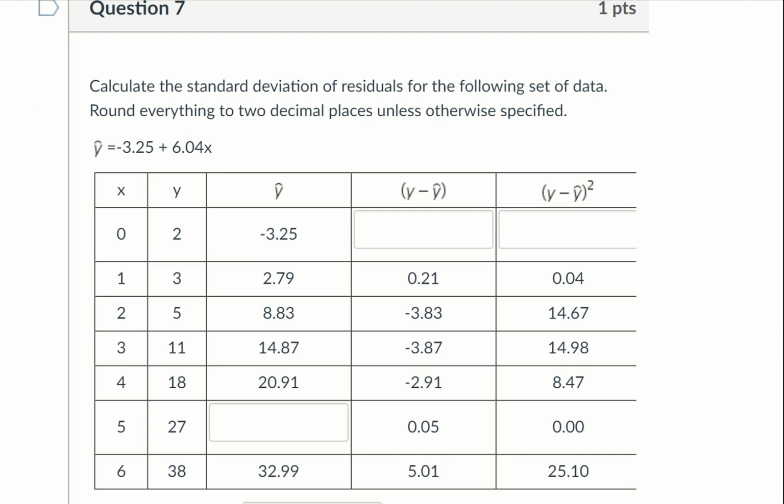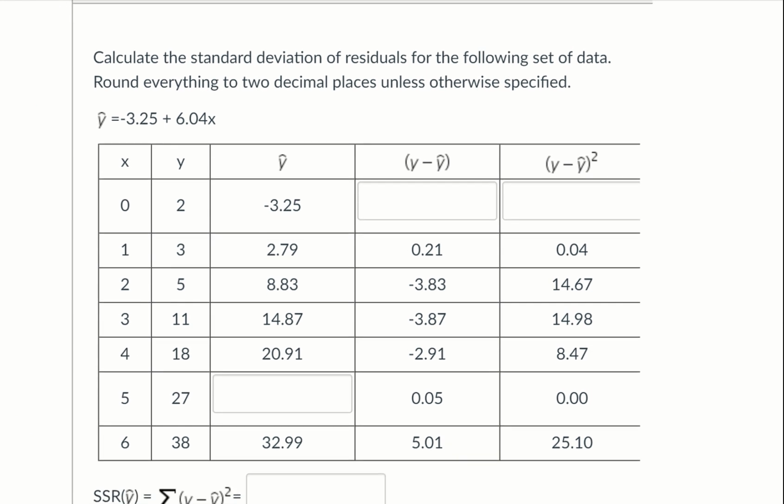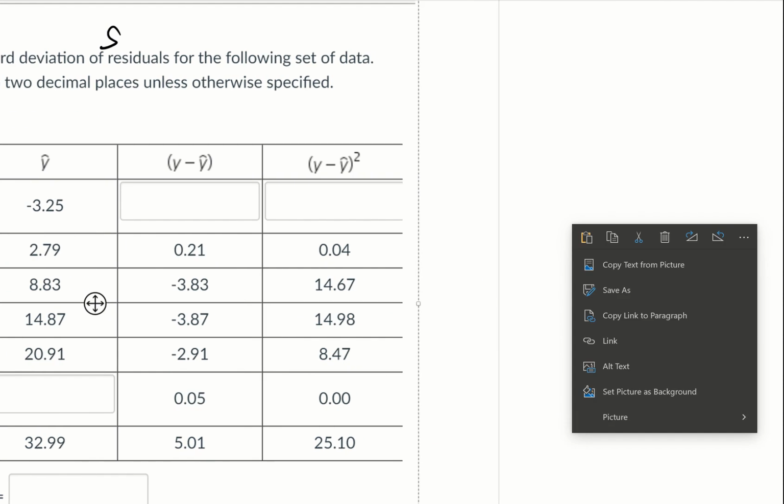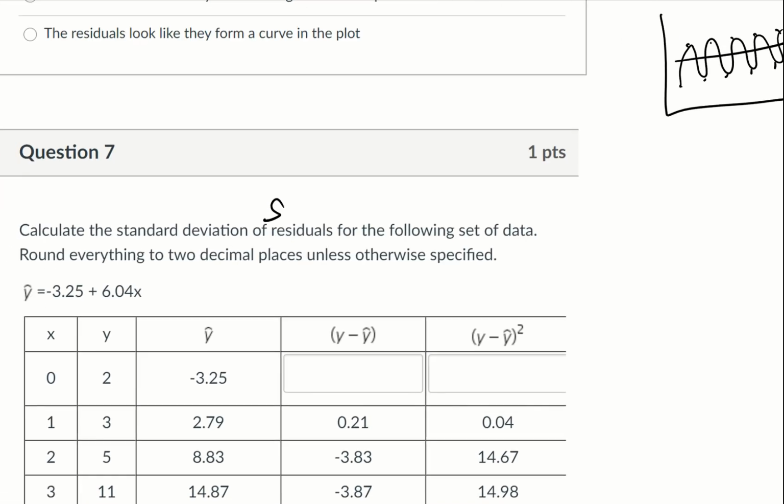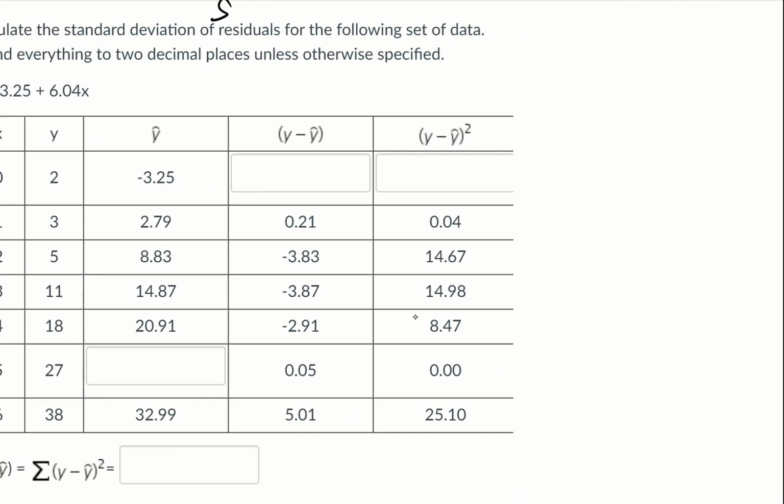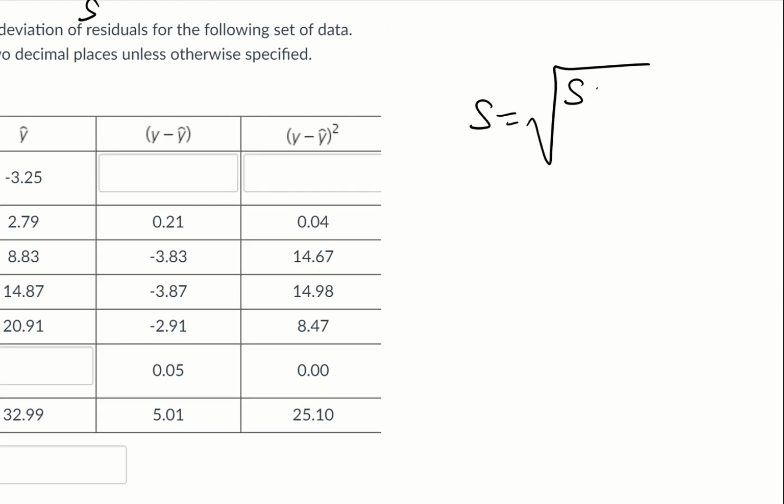All right, so now we're looking at the calculation of the standard deviation of residuals, S. So we want to calculate S for the data. Round everything to 2 decimal places unless otherwise specified. So remember, to calculate S, we need to take the square root of the sum of the squared residuals for Y hat, then divided by n minus 2.